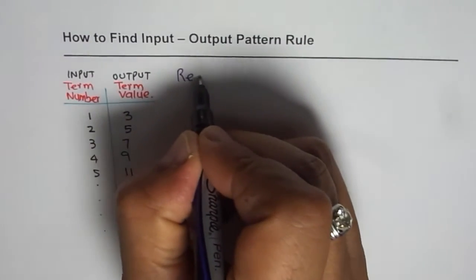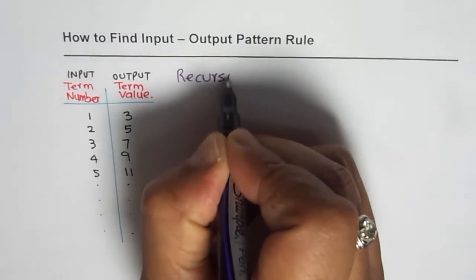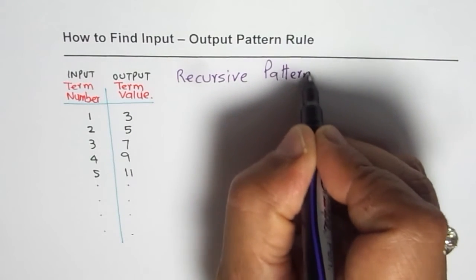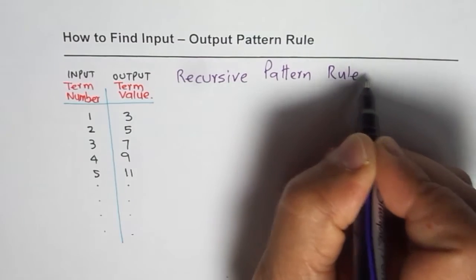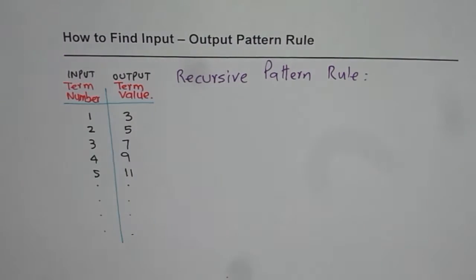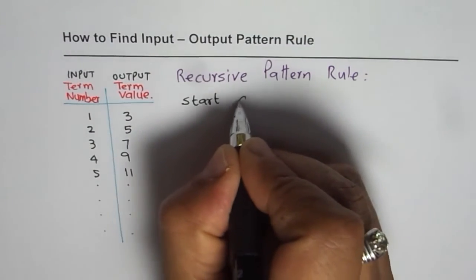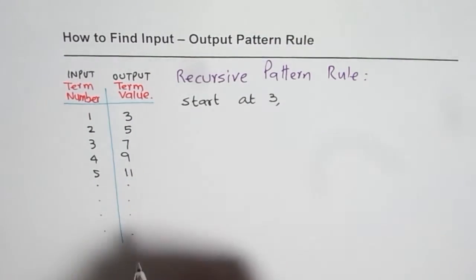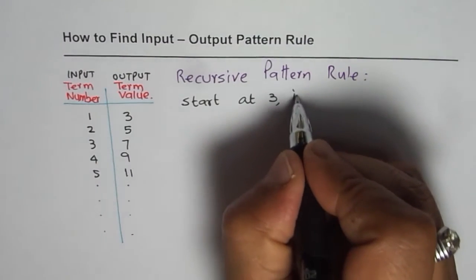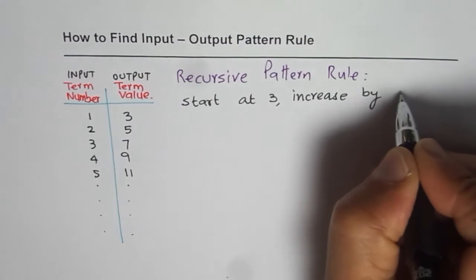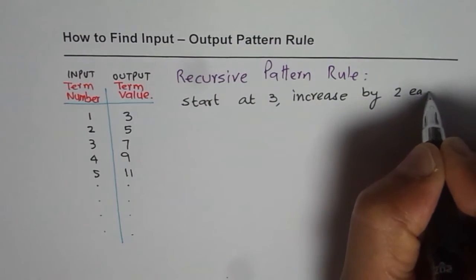So that is recursive pattern rule. Now the recursive pattern rule in this case will be: start at 3, and then what do you do? Increase by 2 each time.